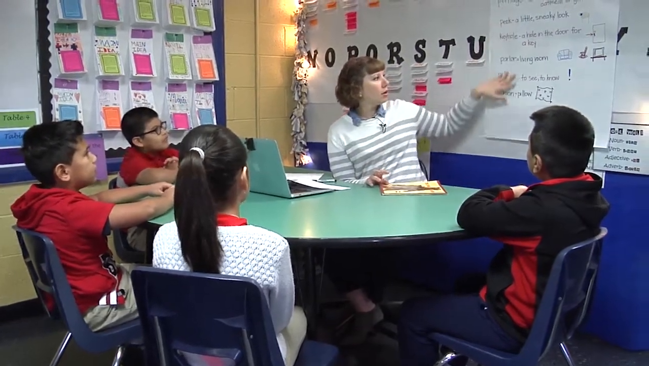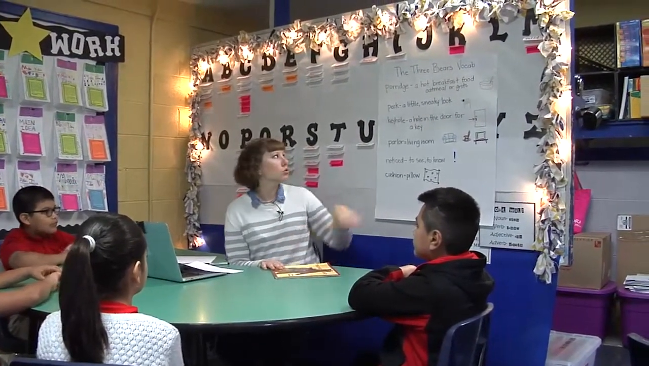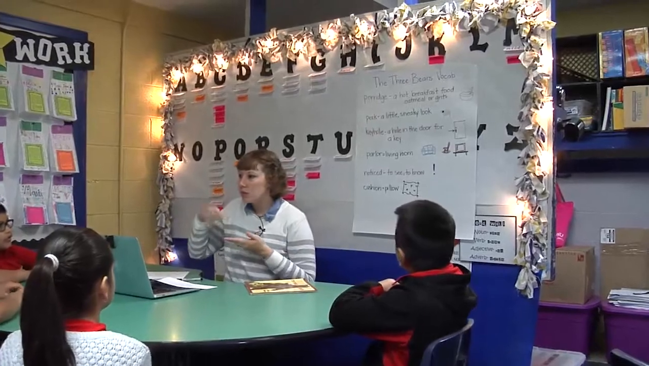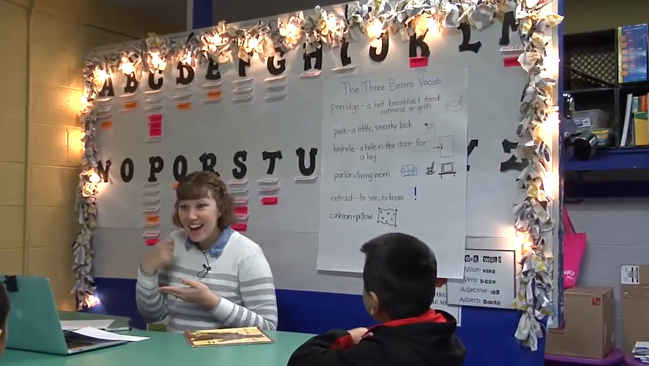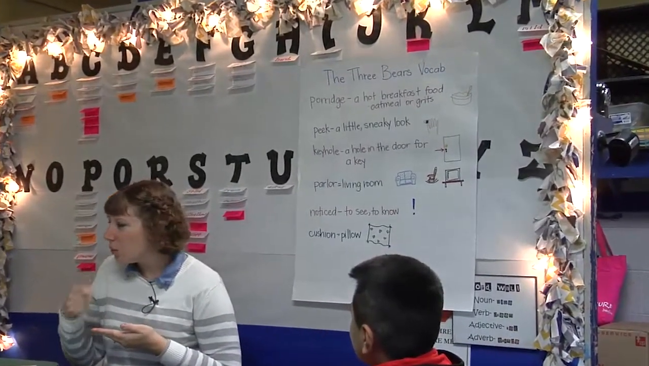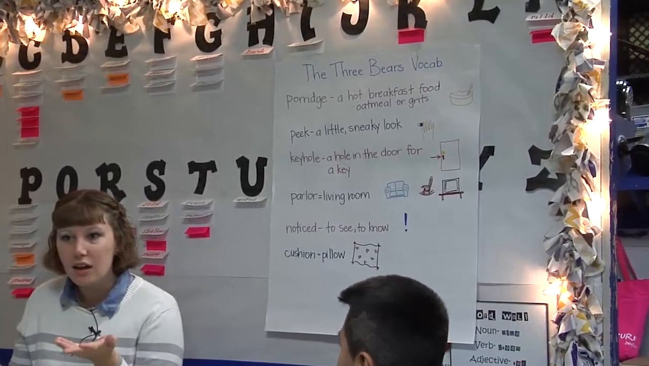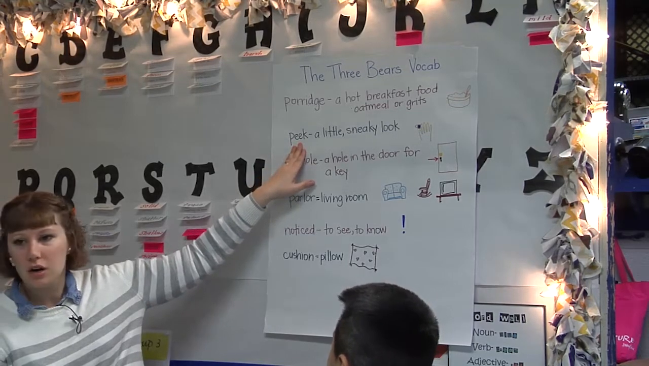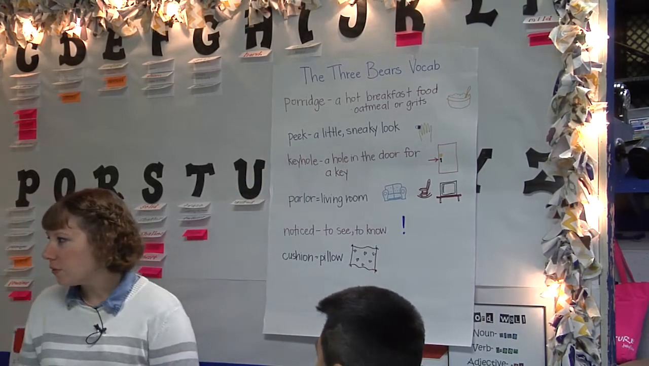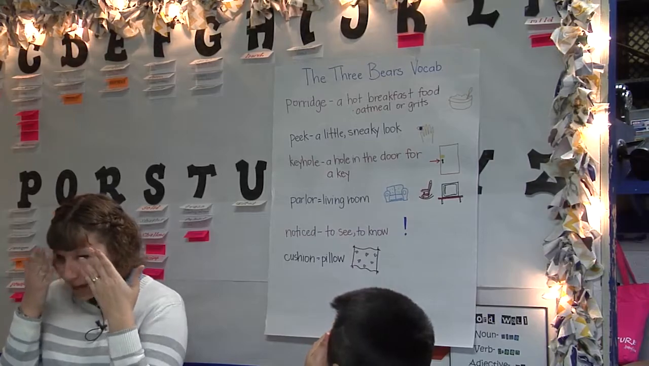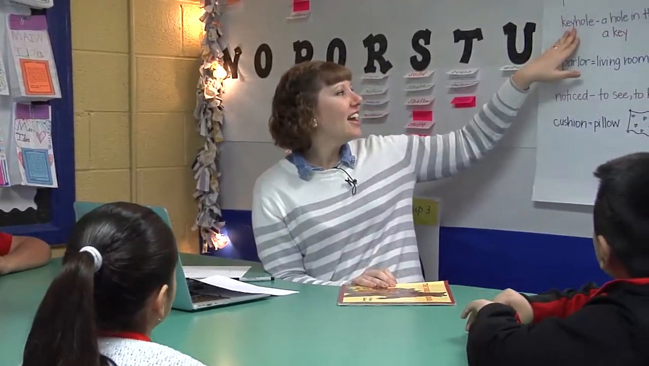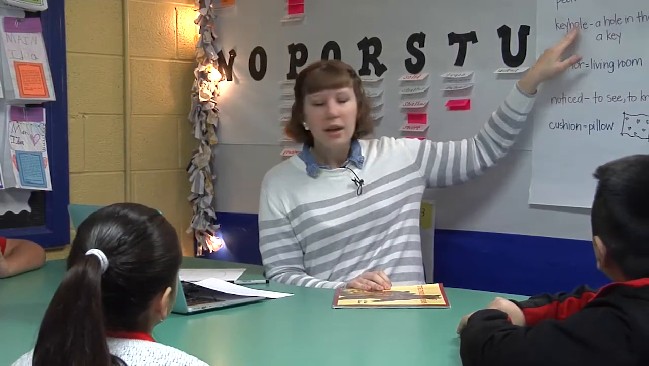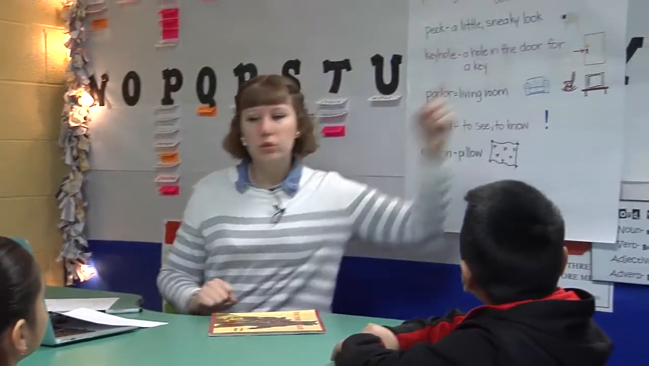So this was vocabulary that we went over when we read it the first time that really helped us understand the story. What was porridge? What was our motion? Yeah, it was a hot breakfast food, and we said it was kind of like what? Oatmeal or grits. Good. And then what was this word? Peek. And show me what we did for peek. Yeah, and we said that peek was what? A little sneaky look. Good. And then we learned the word keyhole. And we've got our picture over here. What part of the door is the keyhole?